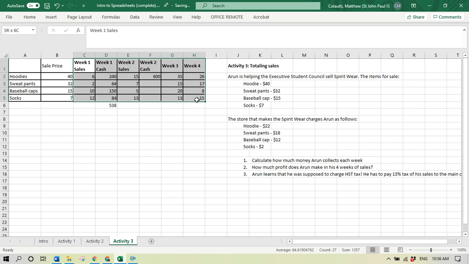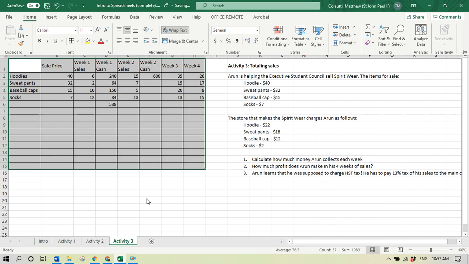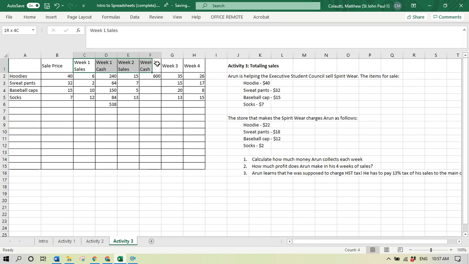I actually don't like that this is all bold too. I find this confusing, so I'm going to unbold it. Actually, I don't like how any of this is. Why don't we make all the borders look like that? Just a little bit better now. Okay, so there's the sale price.